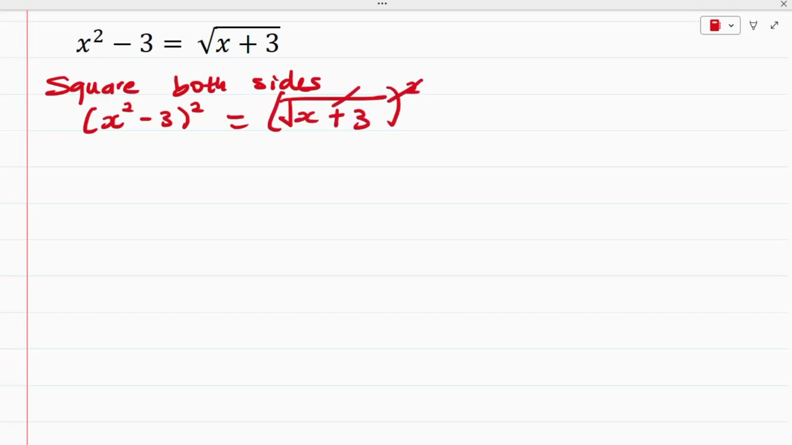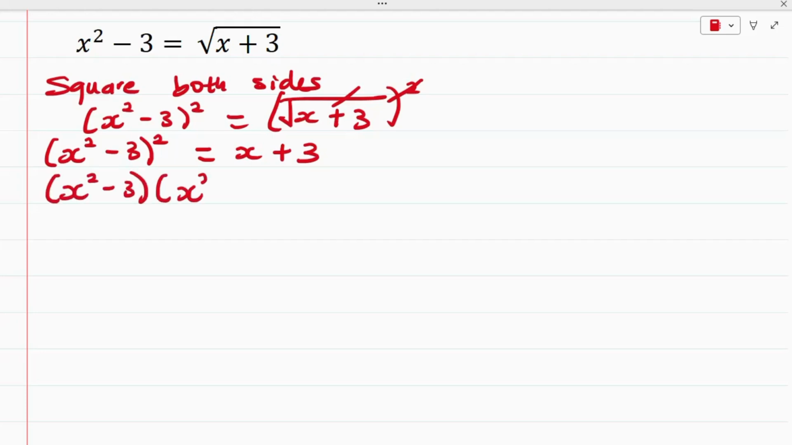So this is going to cancel out this, so hence we have (x squared minus 3) all squared is equal to x plus 3. So right here, the left hand side can be expressed as (x squared minus 3) multiplied by (x squared minus 3), which is equal to x plus 3. So expanding this right here, we're going to have x raised to the power of 4 minus 6x squared plus 9 is equal to x plus 3.